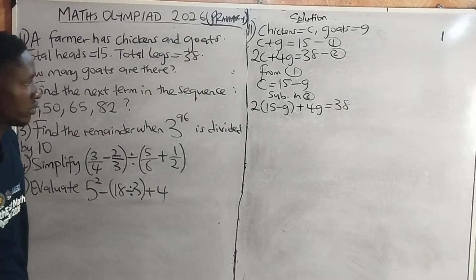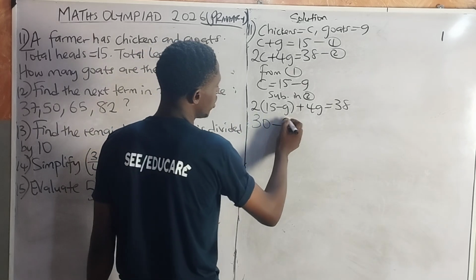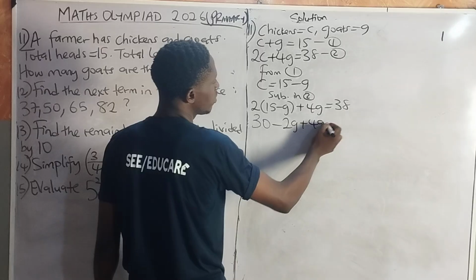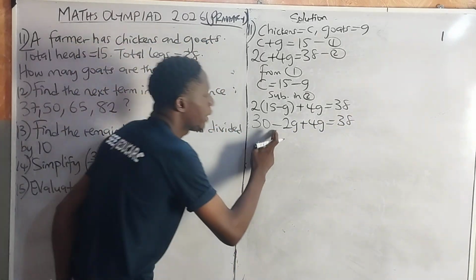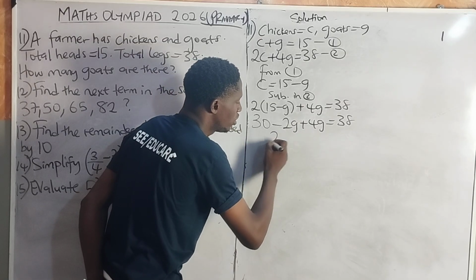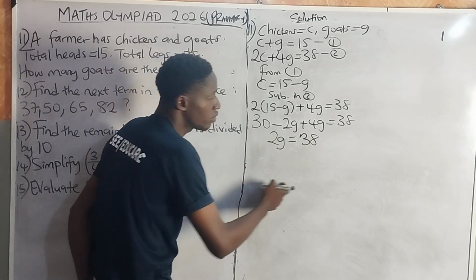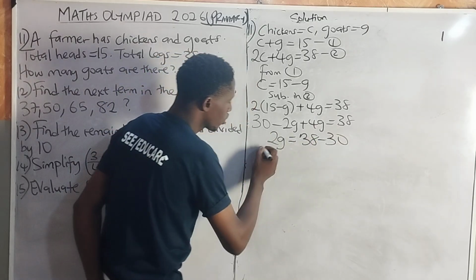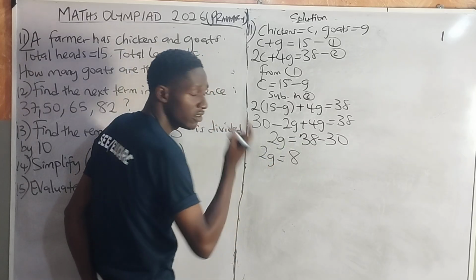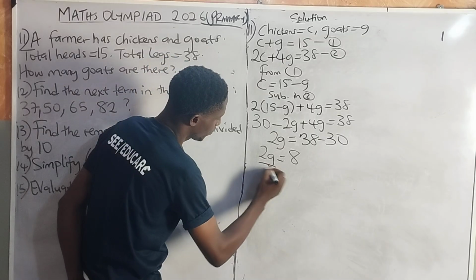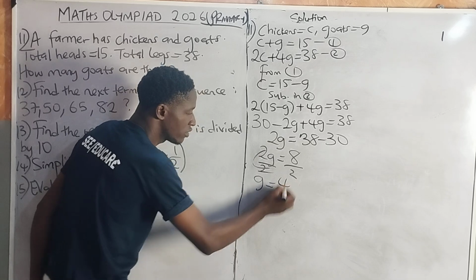Let's open the bracket. 2 times 15 is 30, minus 2 times G is 2G, plus 4G is equal to 38. Let's collect like terms. Minus 2G plus 4G is 2G, is equal to 38. When 30 comes here it is minus 30. 2G is equal to 38 minus 30, which will give us 8. Divide both sides by 2. Our G is equal to 8 divided by 2, which is 4.